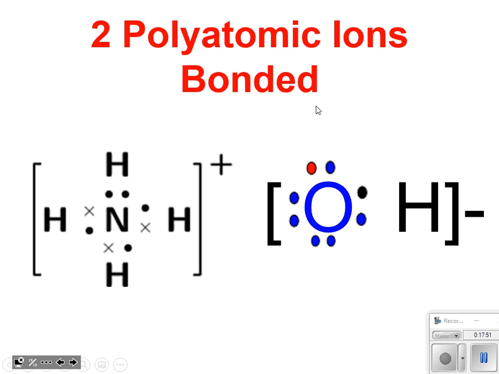Now, this final slide here that we're going to talk about is 2 polyatomic ions bonded together. As you can see here, and I told you that we do have positive polyatomic ions. This is one of the most common ones. This is probably the most common positive polyatomic ion. So a polyatomic cation, it is the ammonium ion. Now, as you can see, these X's are the electrons donated by hydrogen. Notice that this guy right here, there's no X, is there?